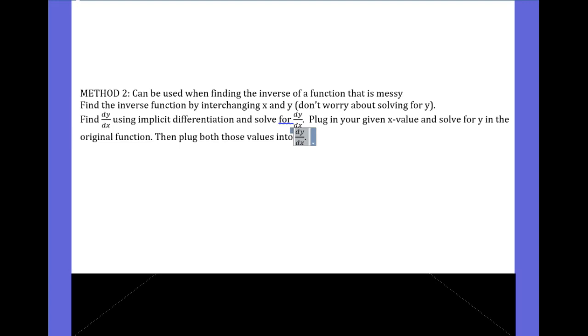So method 2 can be used when finding the inverse of a function that is messy. You find the inverse of the function by interchanging x and y. Don't worry about solving for y. We're going to use implicit differentiation. Sometimes if you're given that x value and you can't find the y, like how we did the p, q and flipped them, sometimes the flipping isn't going to be easy. So what we do is take the derivative of the inverse, but we're not going to actually solve.